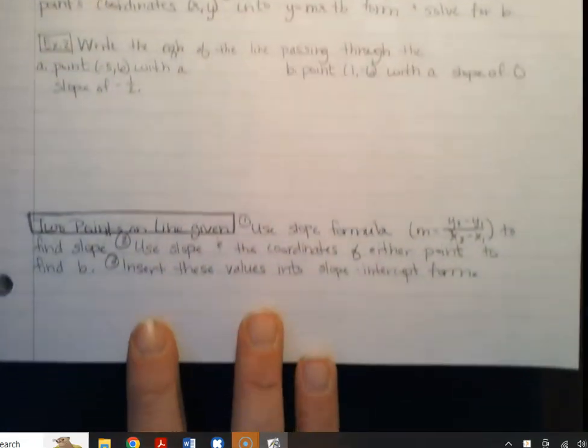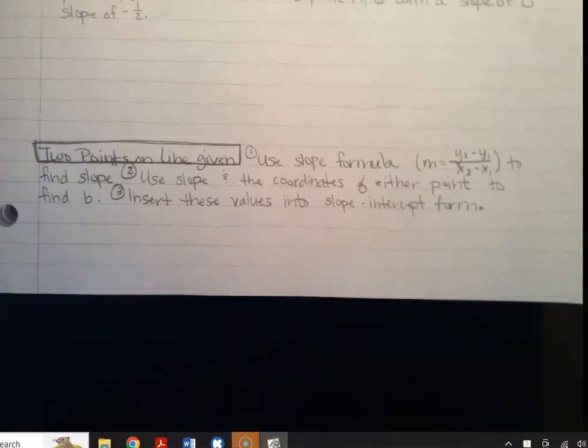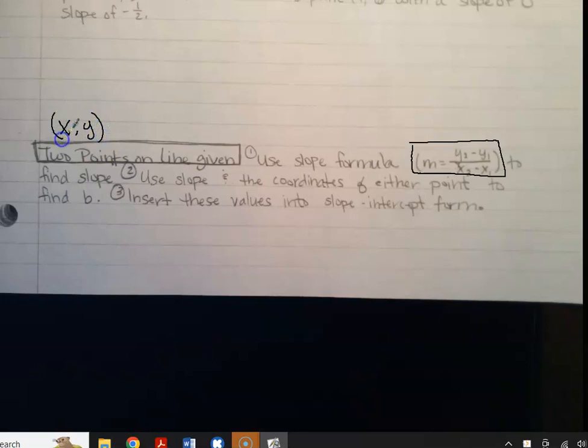Then let's go to when we have 2 points on a line are given. This one's probably going to be the hardest. So when we have 2 points on the line, the first thing we do is use the slope formula. You remember this: y2 minus y1 divided by x2 minus x1. We use that to find the slope because we have 2 points. We have an x, y, and we have another x and y coordinate. So we actually subtract those values to find the slope.